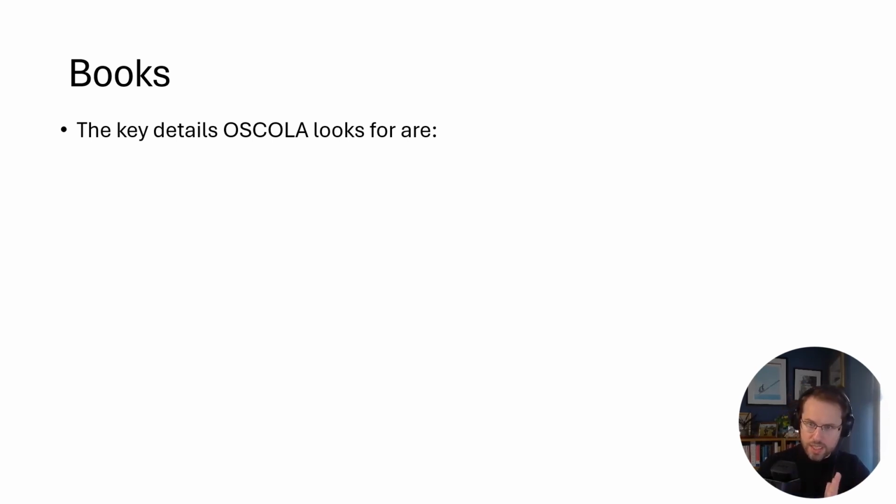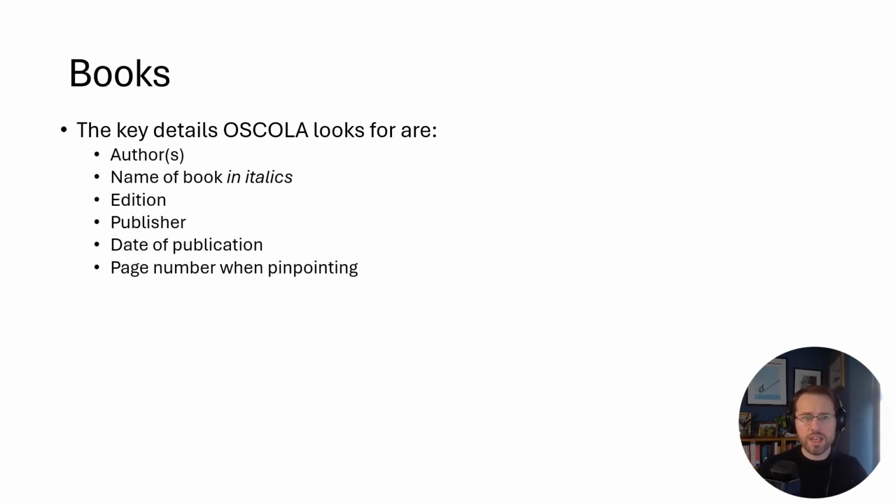So in terms of citing a book then in your footnotes, OSCOLA looks for some key information. And again, it's trying to keep things as simple and as short as possible. So the first thing OSCOLA looks for is obviously the author's name. It then looks for the name of the book in italics. It looks for the edition, and that's normally only if there's like a second edition. It looks for the publisher, and it looks for the date of the publication. And those are the key issues.